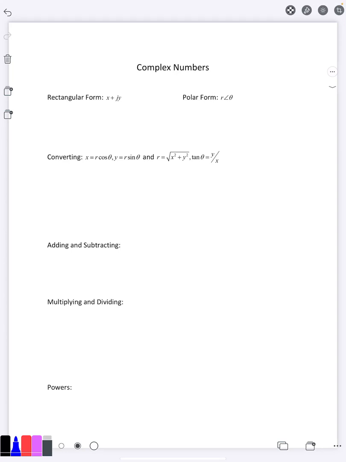In this video, we're going to talk about complex numbers. It's something that you kind of learn in algebra once upon a time, and then you don't see it for a while, but then you come back to it and you expect to remember about it. So this is a quick overview here.